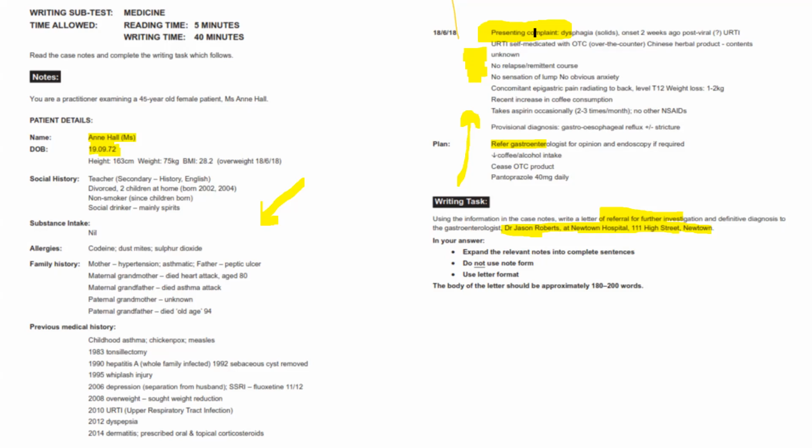Briefly, just to help you, the presenting complaint is dysphagia, with onset 2 weeks ago, and a concomitant urinary tract infection caused by a virus, we don't know which, self-medicated with an over-the-counter Chinese herbal product, and we don't know the content. The course was constant, no relapse, no remittent course. No sensation of lump, no obvious anxiety. Another concomitant is epigastric pain radiating to the back at level T12, and there is weight loss of 1 to 2 kilograms, a recent increase in coffee intake, and the patient takes aspirin occasionally, 2 to 3 times monthly.